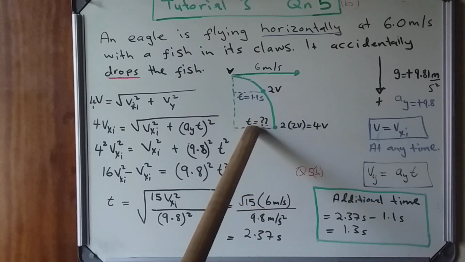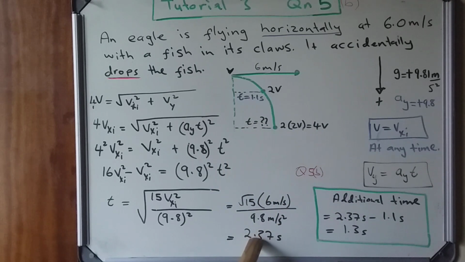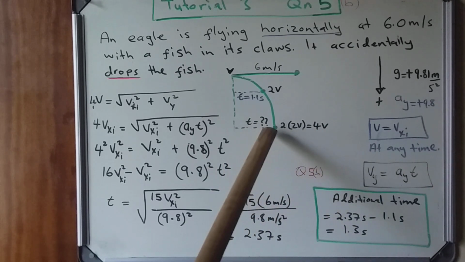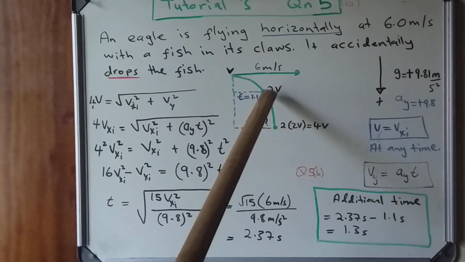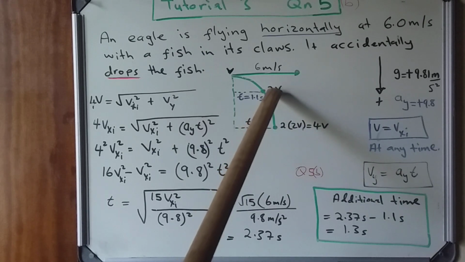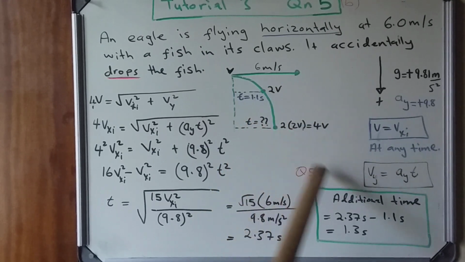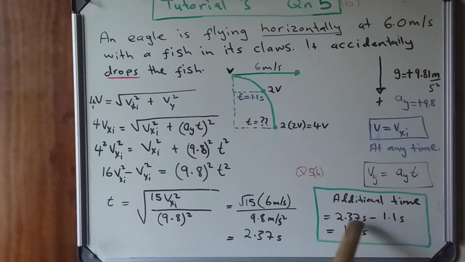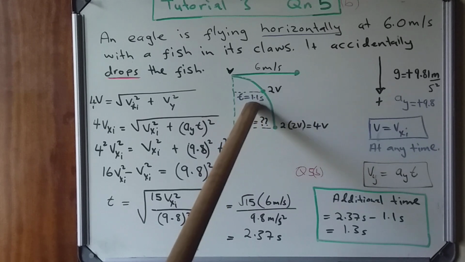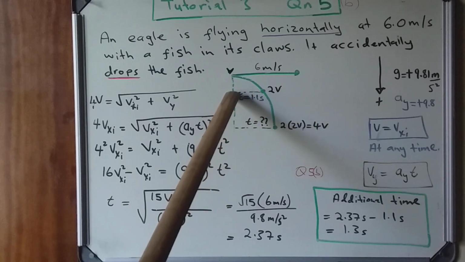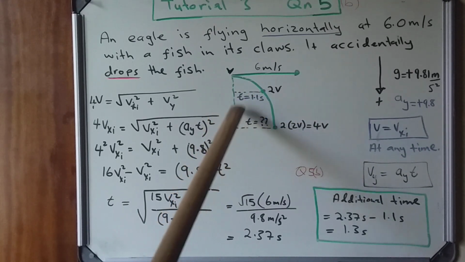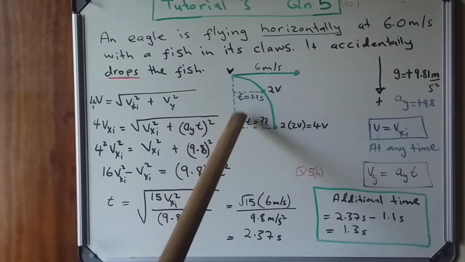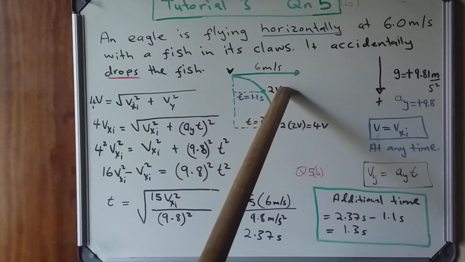So the time here, when the speed had doubled again, was 2.37 seconds. So we just want to know the additional time it took to double from here to there. You just do the subtraction. So it will be 2.37 minus 1.1, which is it. Then you can see what was the time it took to double from 2v to 4v. The speed is v of the fish.